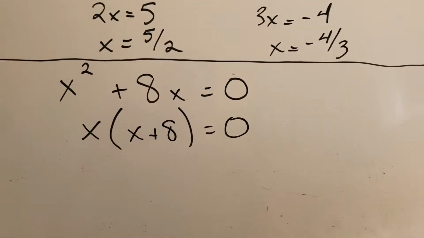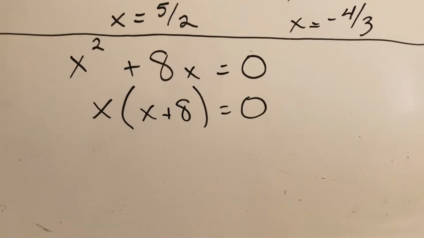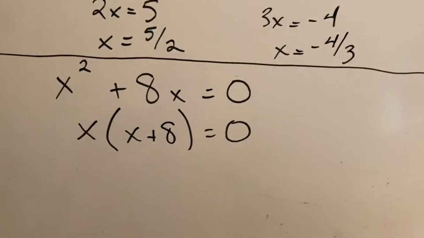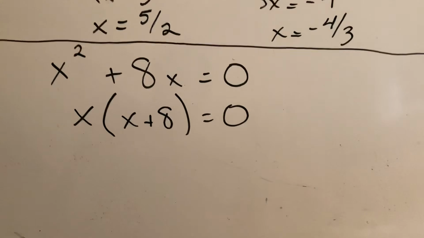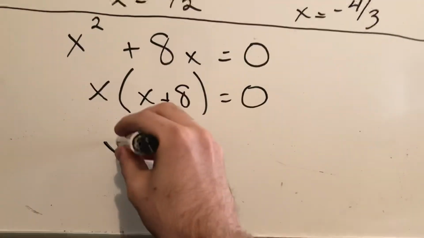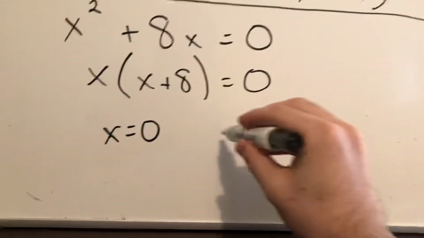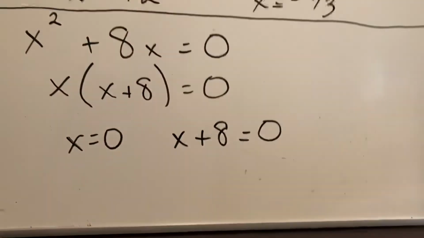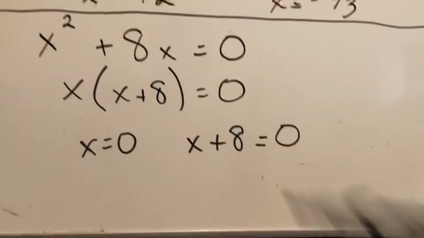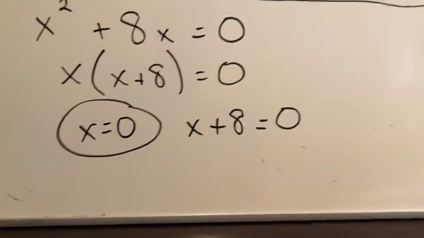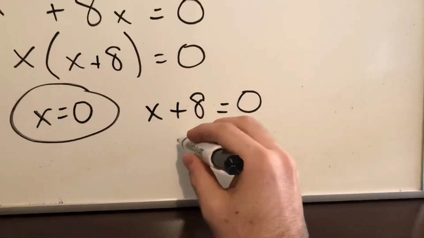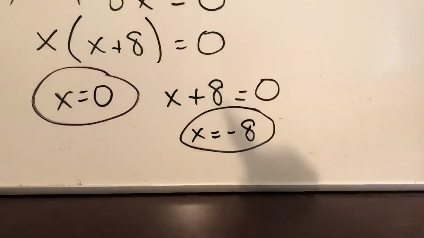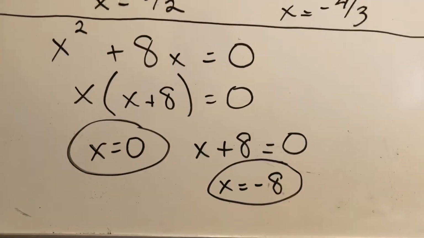Now, even though I only have one binomial here in parentheses, I do have x times x plus 8 equals 0. We still need to follow the zero product property here, so I'm going to say that x could equal 0, or x plus 8 could equal 0. So right off the bat, you have one of your answers. 0 is one of the solutions here. We'll just solve over here by subtracting 8. Find our second answer of negative 8 for this problem.